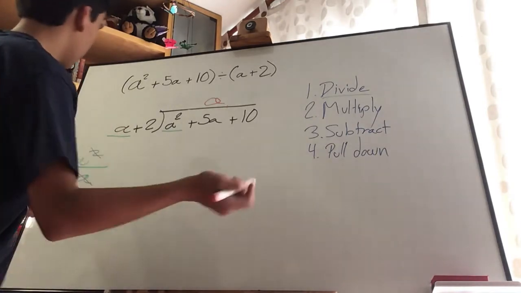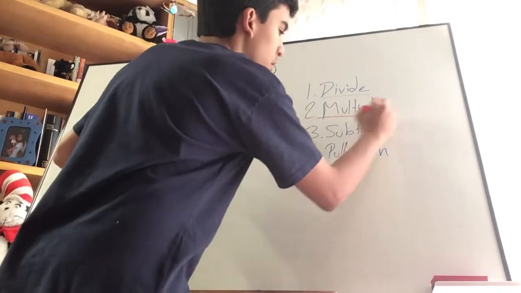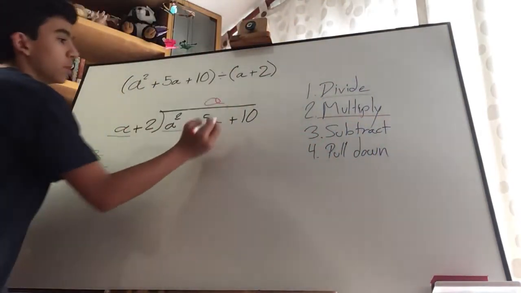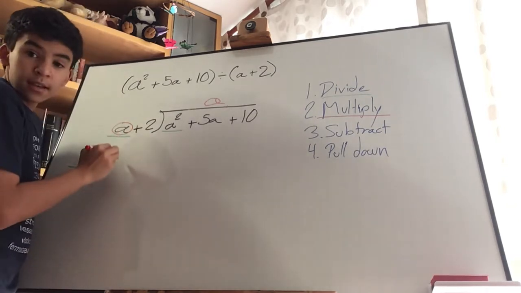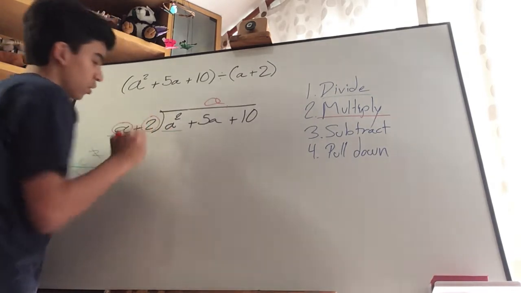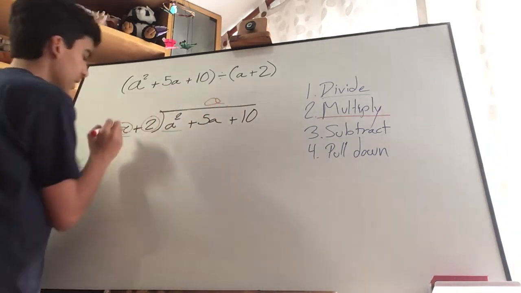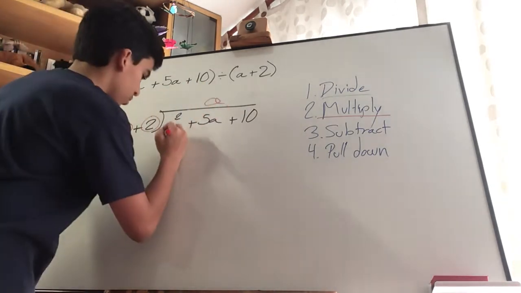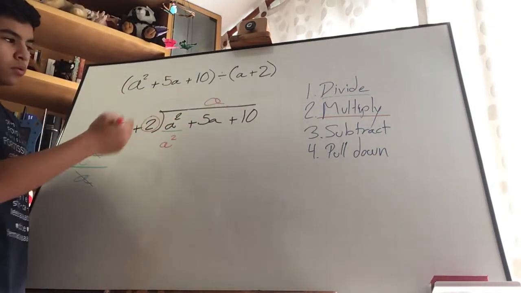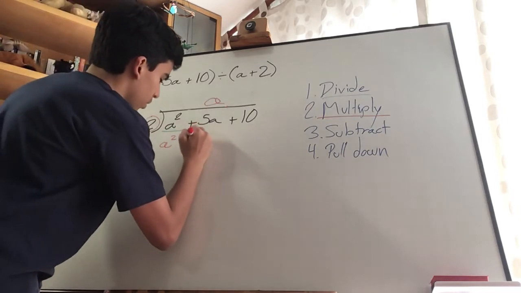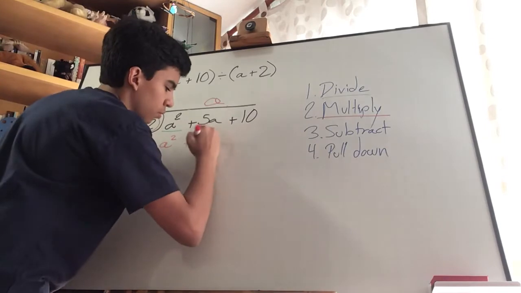Now that we have the a, we have to do our second step, which is multiply. We multiply this variable up here by the a and by the 2, so it works kind of like a distribution. a times a is a squared, so we put a squared down here, and a times 2 is 2a, so we put plus 2a, because of the plus sign here.